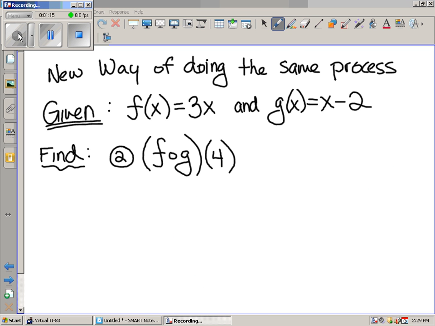All right. So this is our new stuff for today. We're going to learn a new way of doing the same thing that we did yesterday. And so you're given two separate equations.